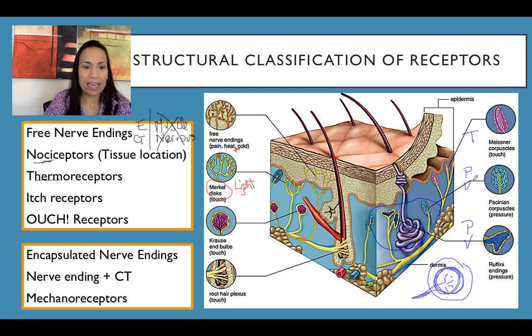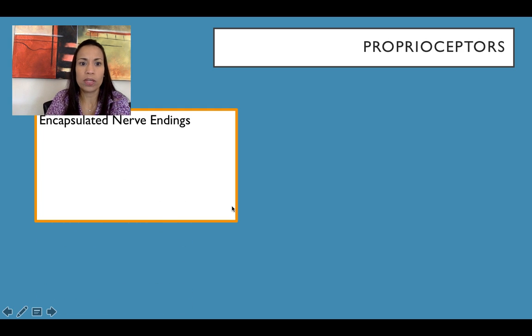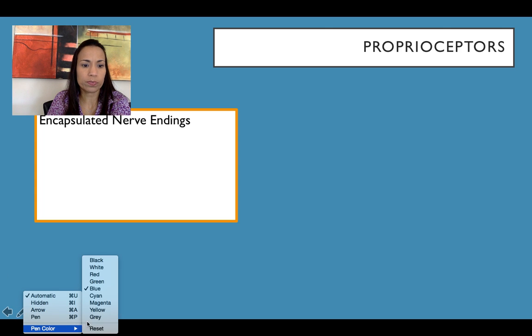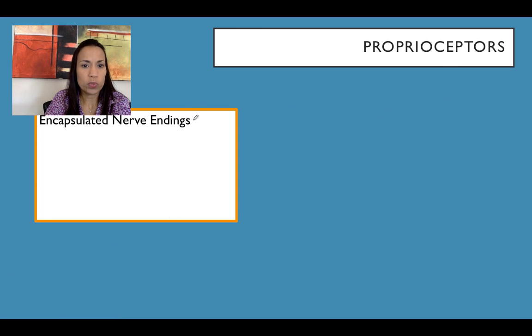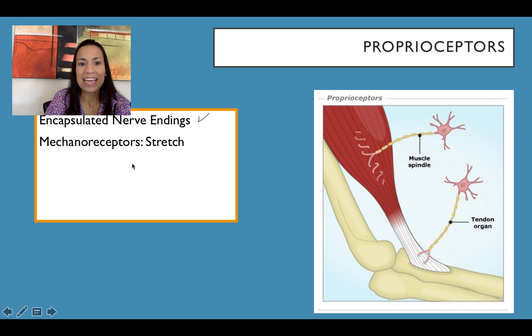Now, there is another encapsulated nerve ending that is not included in here because it's not present in the skin, which are the proprioceptors, but they are encapsulated nerve endings. Okay, so in here we have the proprioceptors. Proprioceptors, which are encapsulated nerve endings, so they are mechanoreceptors. But this one, they don't detect vibration or pressure or touch. They detect stretching. Okay, and we have three types.